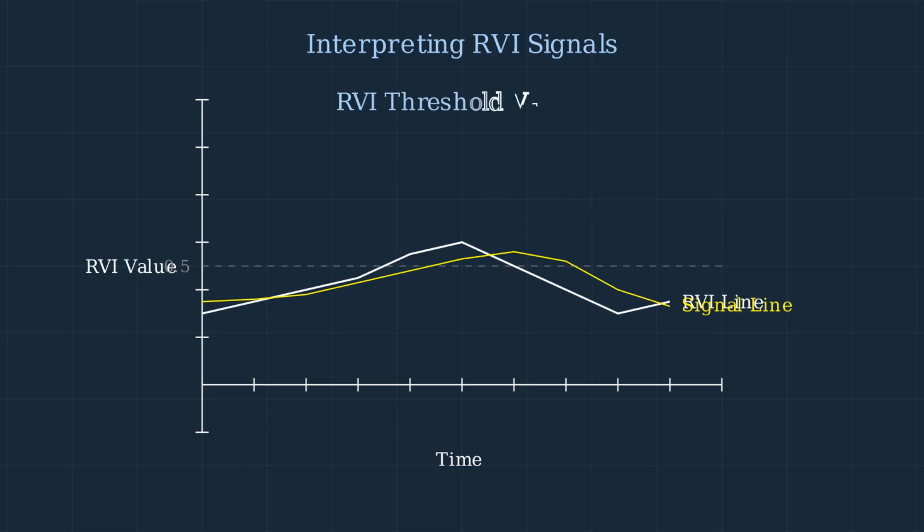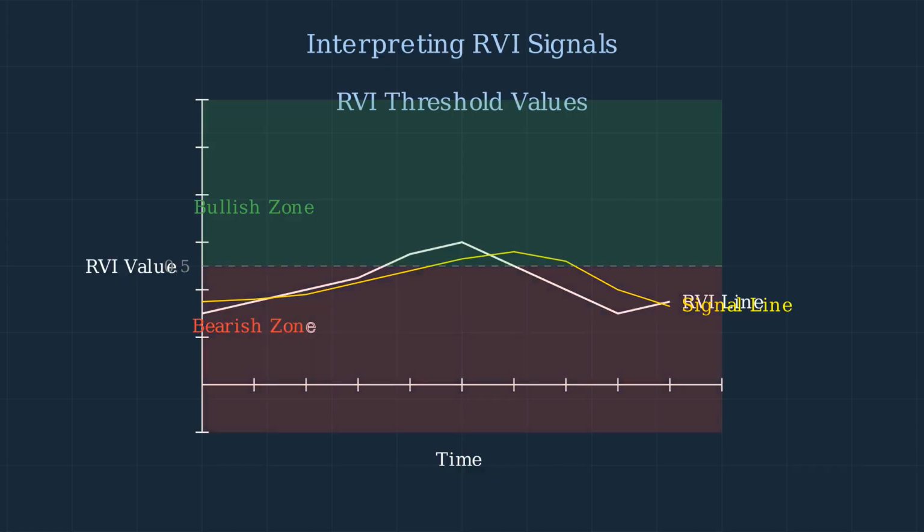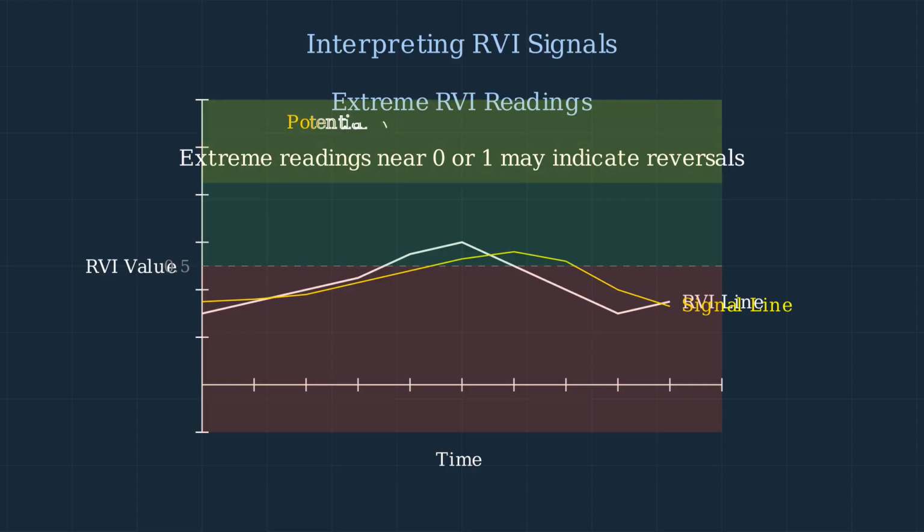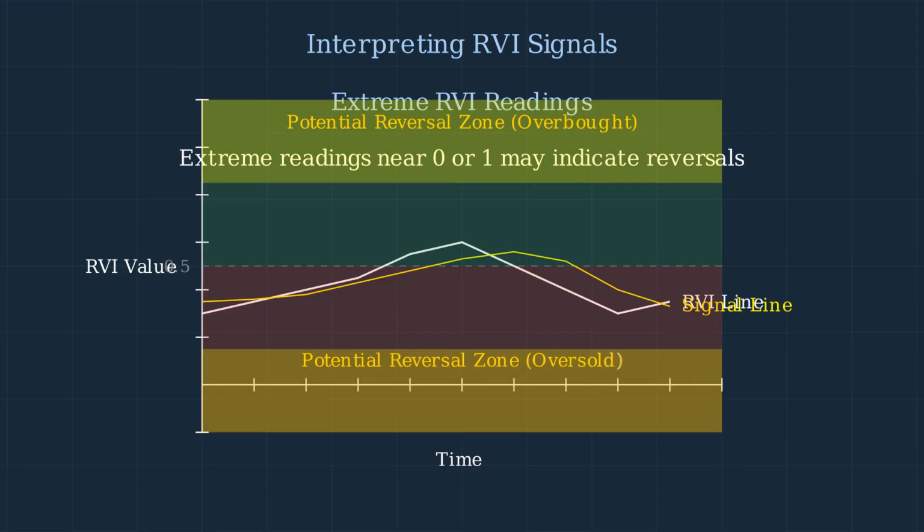Beyond crossovers, the actual values of the RVI provide important signals. Readings above 0.5 generally suggest bullish conditions, while readings below 0.5 indicate bearish conditions. Extreme RVI readings provide additional insights. Values approaching 1 may indicate overbought conditions, while values approaching 0 may suggest oversold conditions. Both extremes can signal potential market reversals.